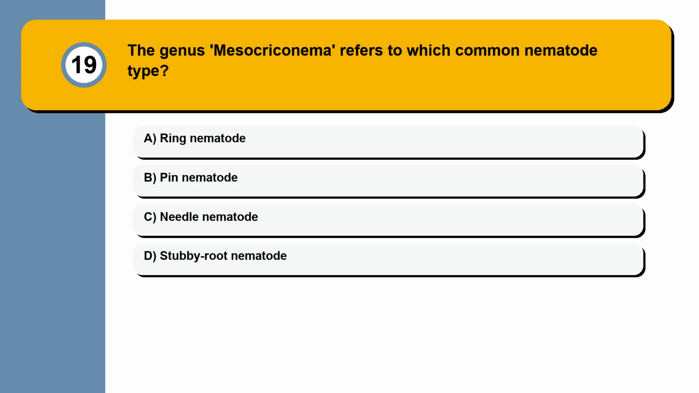Question 19. The genus Mesocriconema refers to which common nematode type? Ring nematode, pin nematode, needle nematode, stubby root nematode.